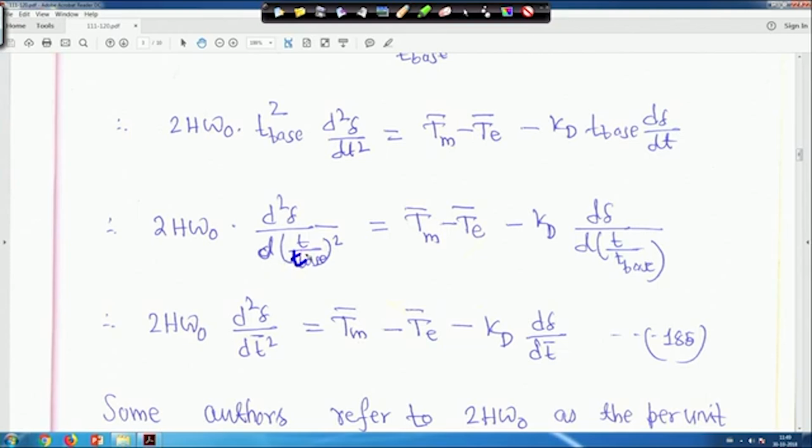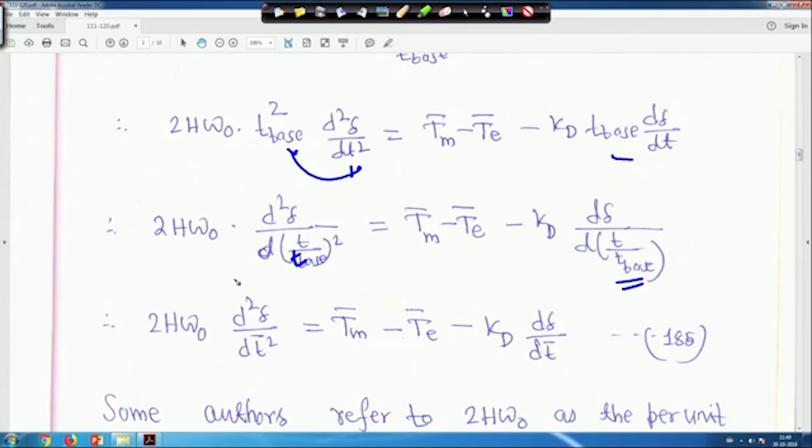So, d square delta upon d of t by t base square, because this one has been taken here, that is by t by t base. And similarly, here also it is minus k d d delta d upon t base, this has been written like this. Therefore, t by t base is nothing but t bar, the time in per unit. Therefore, we can write 2h omega 0 d square delta d t bar square is equal to t m bar minus t b bar minus k d d delta upon d t bar.